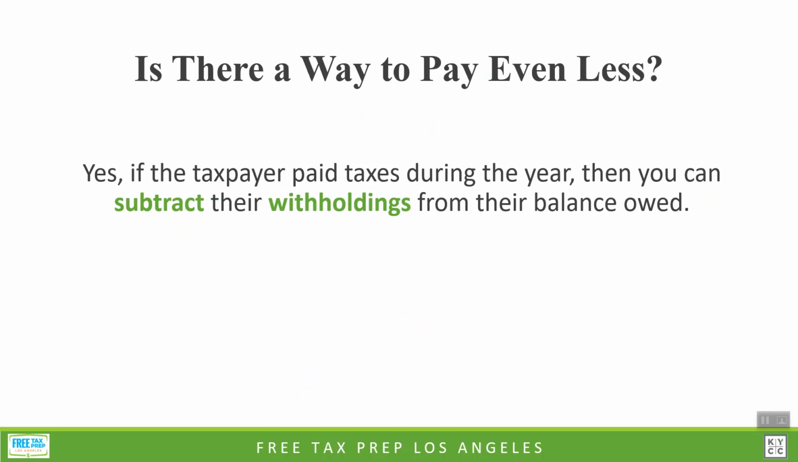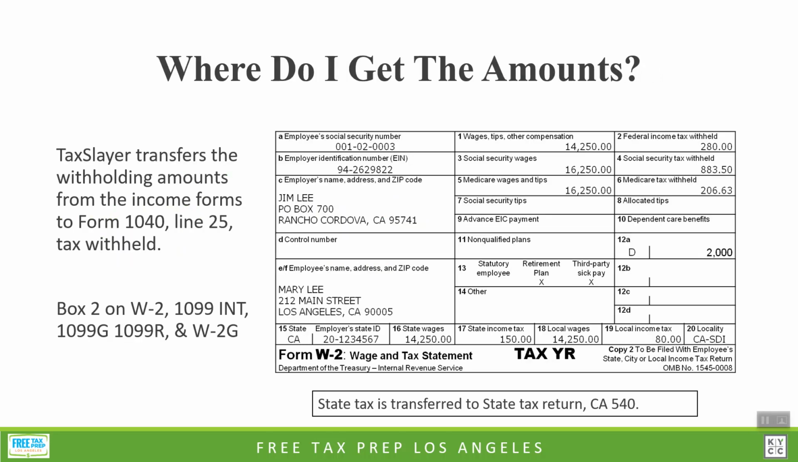So once we applied all the credits, there is a way the clients can lower their tax even further. We would be doing that by taking all the values from any withholdings that they had throughout the year. Where can we find this information?